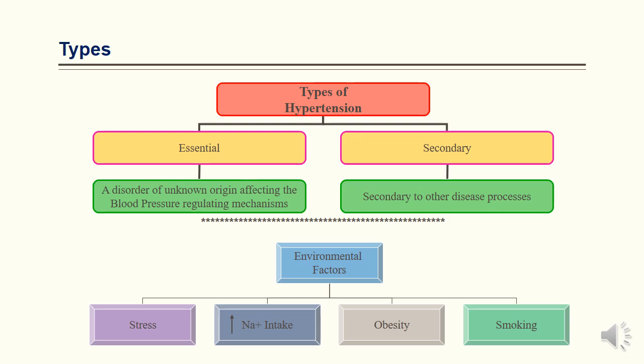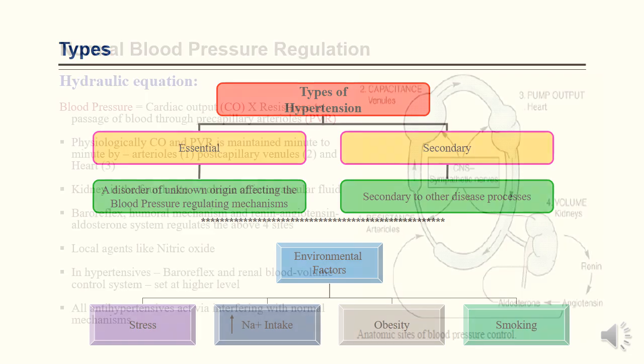There are various environmental factors which are directly or indirectly involved in hypertension. It may be stress, obesity, high sodium intake and smoking. Primary or essential hypertension accounts for 90 to 95% of adult cases of hypertension, and secondary hypertension accounts for only 2 to 10% of cases.